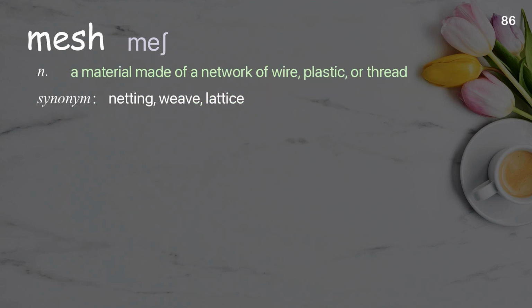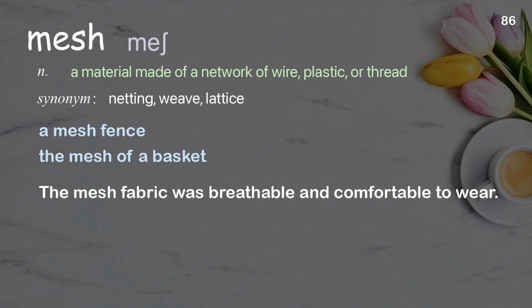Mesh. A material made of a network of wire, plastic, or thread. Examples: A mesh fence. The mesh of a basket. The mesh fabric was breathable and comfortable to wear.